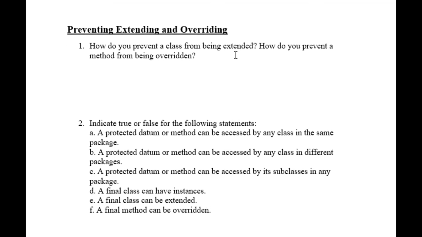Okay. Now let's move on to preventing extending or overriding. How can you prevent a class from being extended? What do you mean by being extended? You do not want to have a subclass for that class. So you make that class final. What do you mean by make the class final? You write final in front. You write public final class and then write the class name.